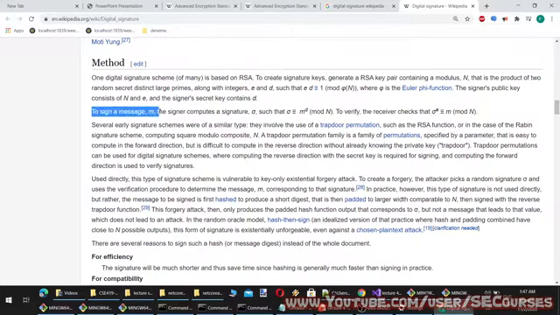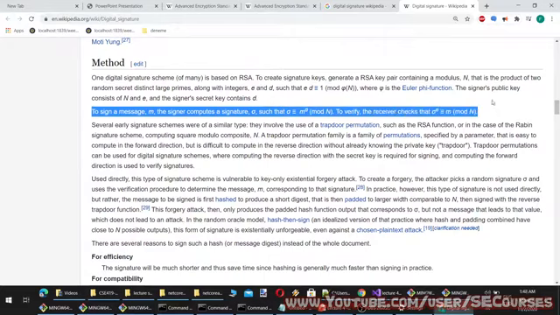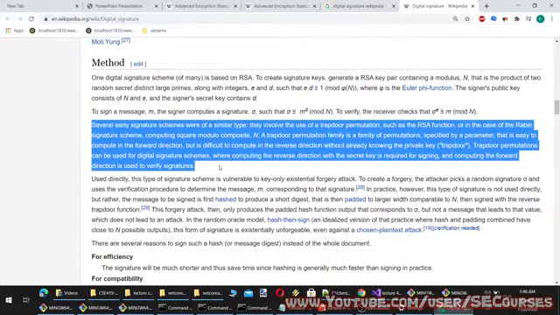To sign a message, m, the signer computes a signature, sigma, such that sigma = m^d mod n. To verify, the receiver checks that sigma^e = m mod n. Several early signature schemes were of a similar type. They involve the use of a trapdoor permutation, such as the RSA function, or in the case of the Rabin signature scheme, computing squares modulo composite n.